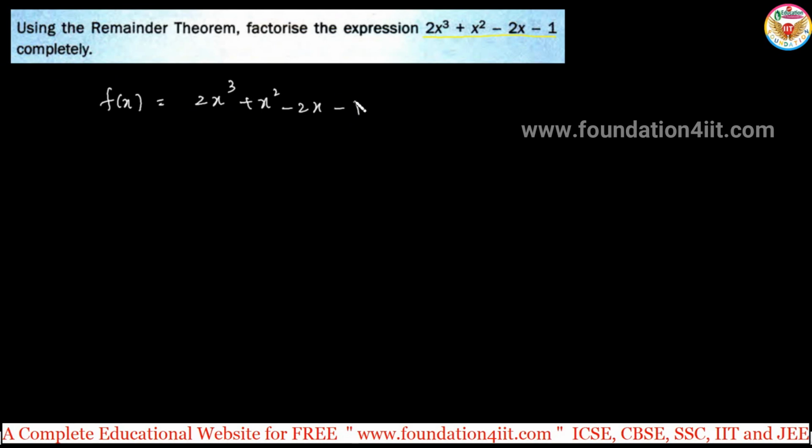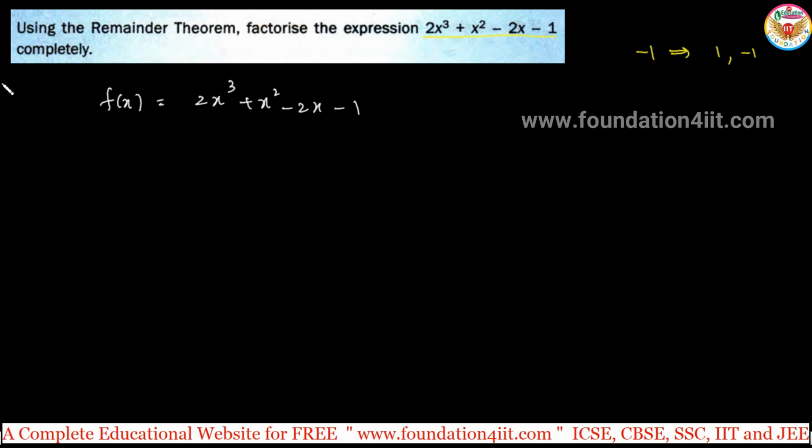For that, you see the constant. The constant is minus 1, right? So the factors of minus 1 are plus 1 and minus 1. You substitute in the place of x either plus 1 or minus 1. If you get 0, then that is a factor. You can use the factor theorem. So let us say x is equal to 1. For x equal to 1, if we get remainder 0, then x minus 1 is a factor.